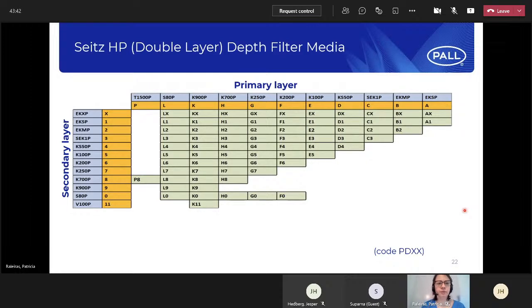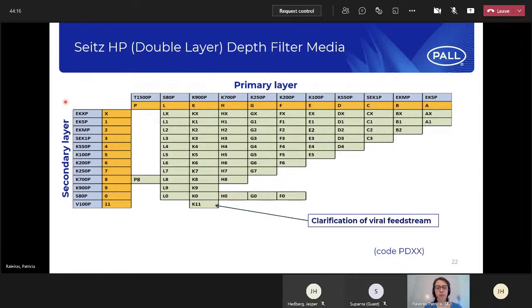Pall has gone a step further and has developed double layer filters, which combine two of the filters that you saw on the previous graph, where you have a primary layer that is a coarse layer that will capture the larger contaminants, and a secondary layer which is then a finer filter. Now, theoretically, you can do combinations of all of these layers, but some of them are more commercially relevant.